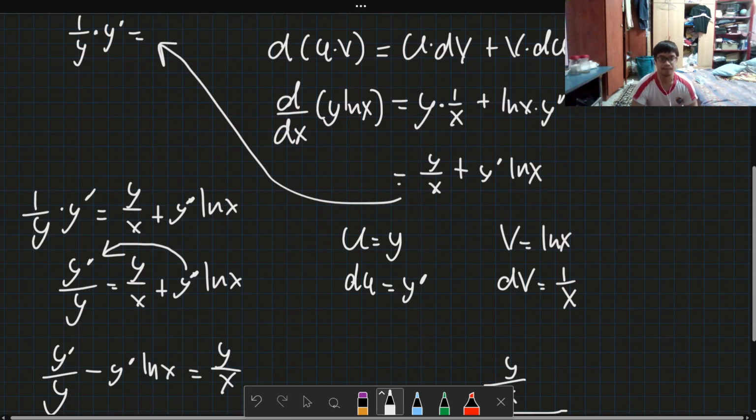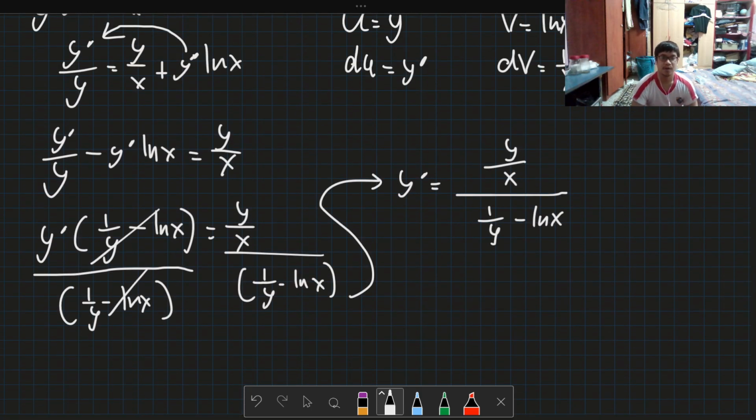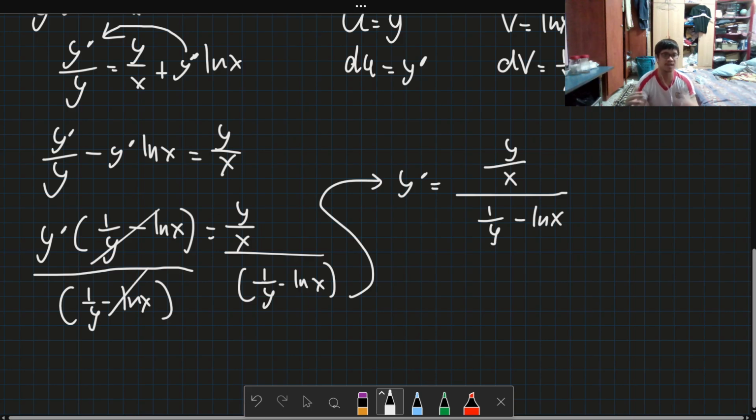So now you may be thinking this is the answer, but let me just simplify because I don't like the way the answer is formed like this. So here, let me combine them into one whole fraction. First, you multiply the denominator by the function beside it. So y times negative ln of x, so you get negative y ln of x.